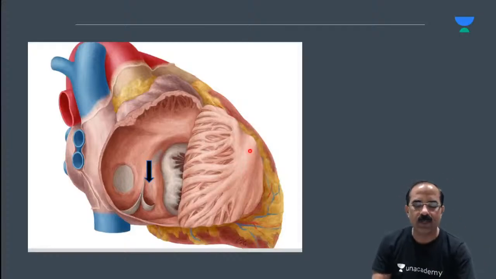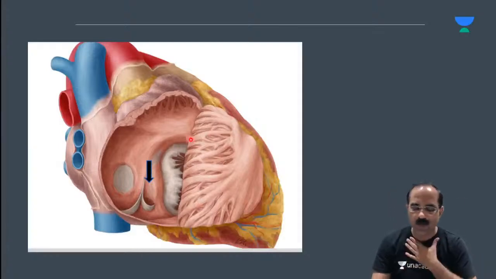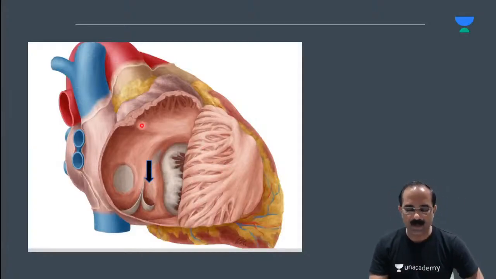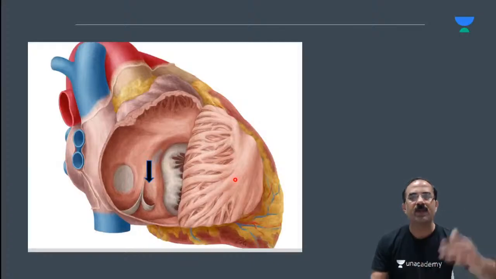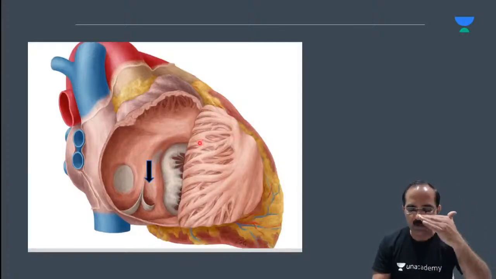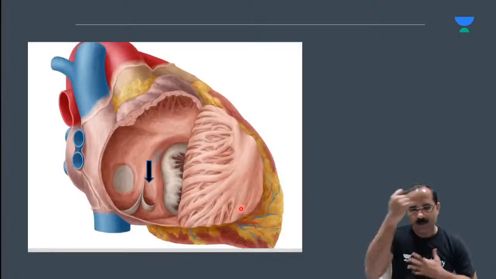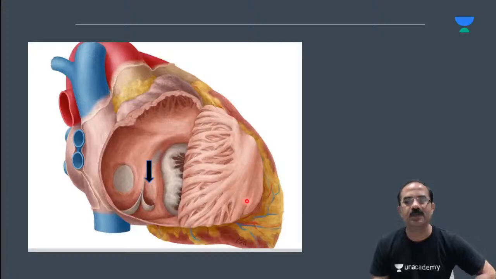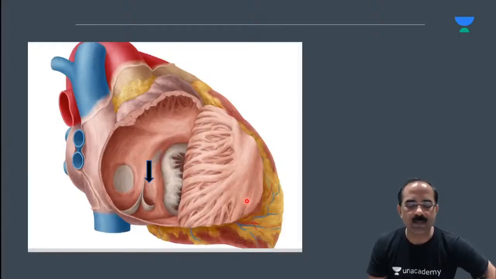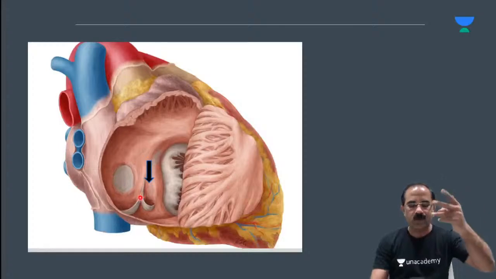And this crista terminalis divides the right atrium into two halves. This is the rough part and this is the smooth part of the right atrium. The rough part shows structures similar to the teeth of a comb. What is this known as? Musculi pectinati. The smooth part of the right atrium shows three openings.